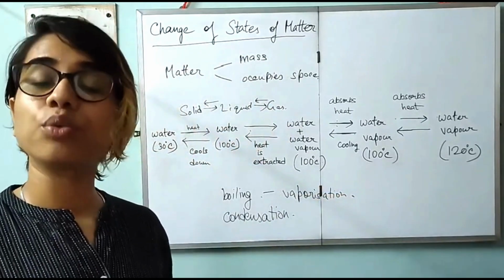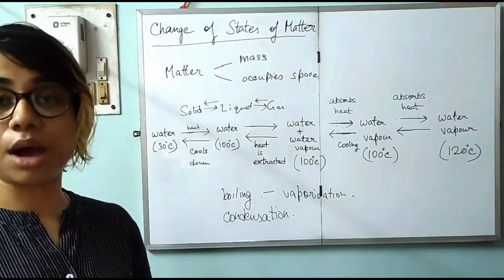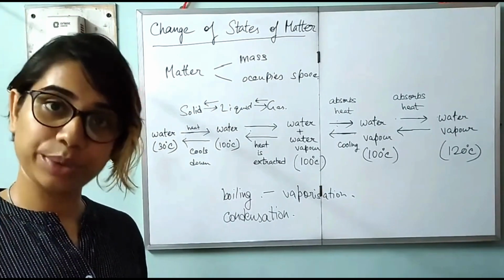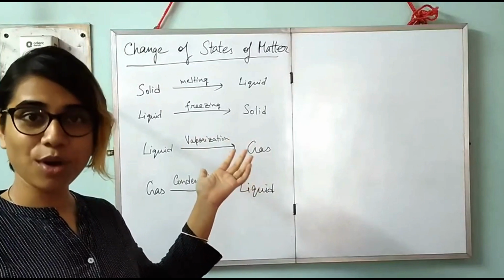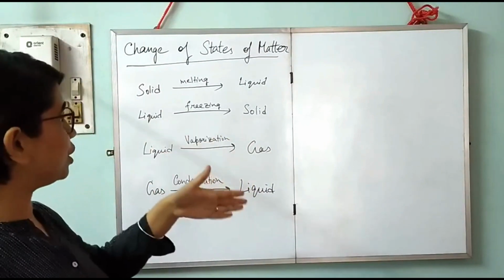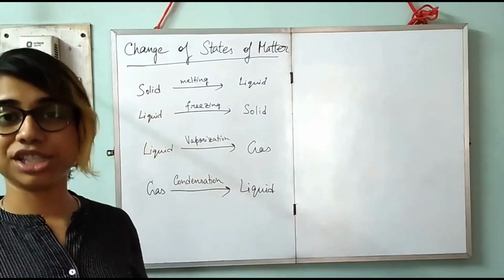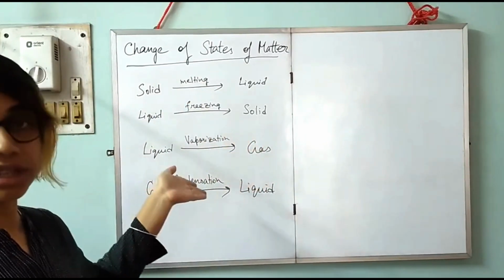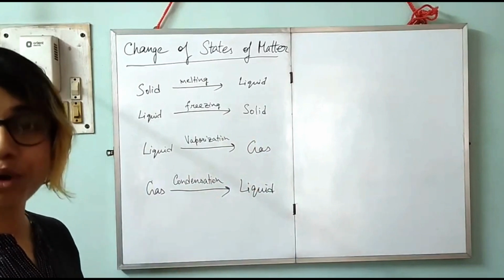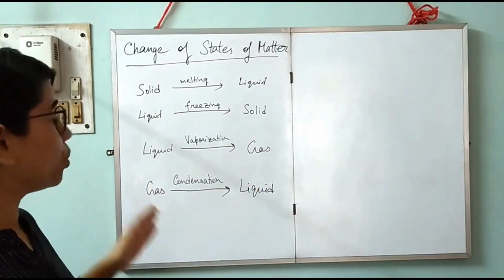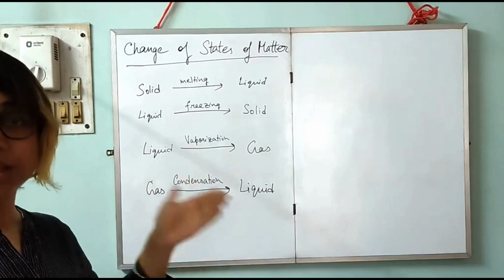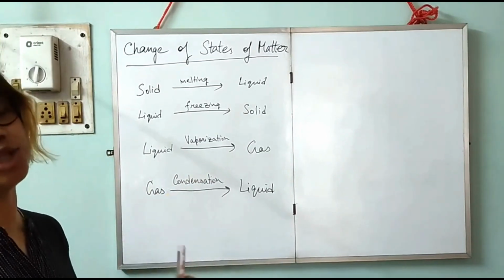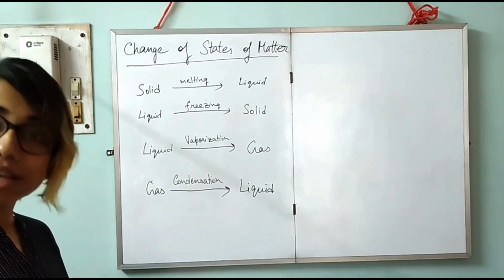And condensation, when water vapor cools down to form water. So from gaseous state to the liquid state. So a quick review of what we have learned today. When a solid changes into liquid, the process is known as melting. When a liquid changes into solid, the process is known as freezing. When a liquid changes into gas, the process is known as vaporization. And when a gas changes into liquid, the process is known as condensation.